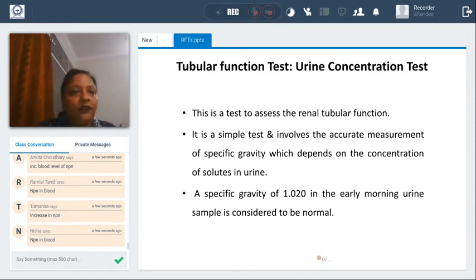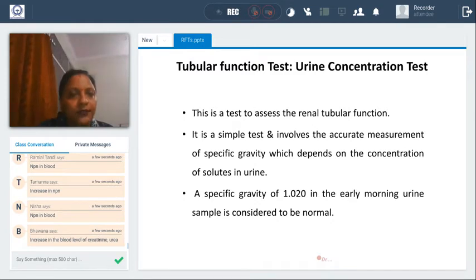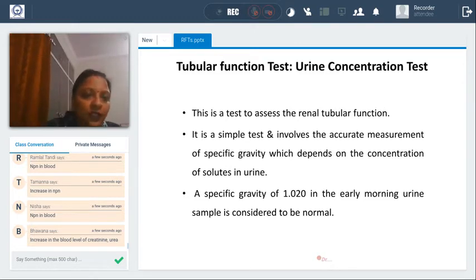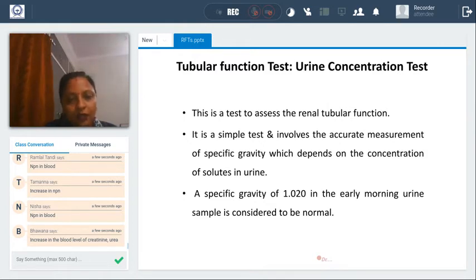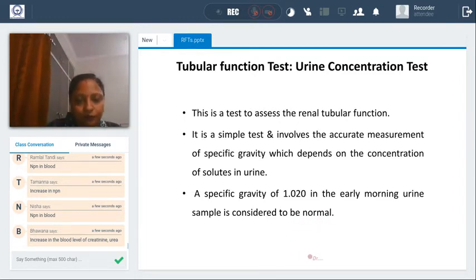Next is an important one. We have studied the glomerular filtration functional test. Now we will study tubular functional tests like the urine concentration test. This is a test to assess the renal tubular function. It is a simple test, involving the accurate measurement of specific gravity, which depends on the concentration of solutes in the urine. You all know about the specific gravity. We can measure the specific gravity by refractometer in the practical class. We will perform this experiment by refractometer or urinometer. A specific gravity of 1.020 in the early morning urine sample is considered normal. It is in the case of humans.